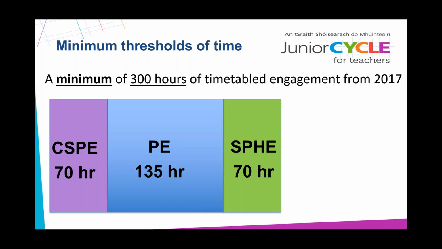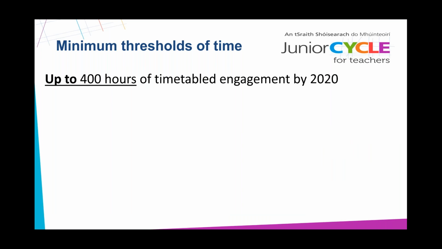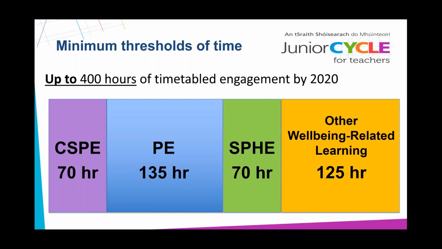Schools have flexibility to allocate more time to these areas in line with their priorities and their students' needs if they see fit. So this slide shows one example of the breakdown of the 300 hours, but there is room for flexibility there. In 2020, when the amount of time is increased to 400 hours, there will be more decisions to be made here. The minimum thresholds still exist: CSPE is still 70 hours, PE is 135, and SPHE is 70. But now the other wellbeing related learning is 125 hours. So that 125 hours can be made up from increasing the contact time for the subjects CSPE, PE and SPHE.